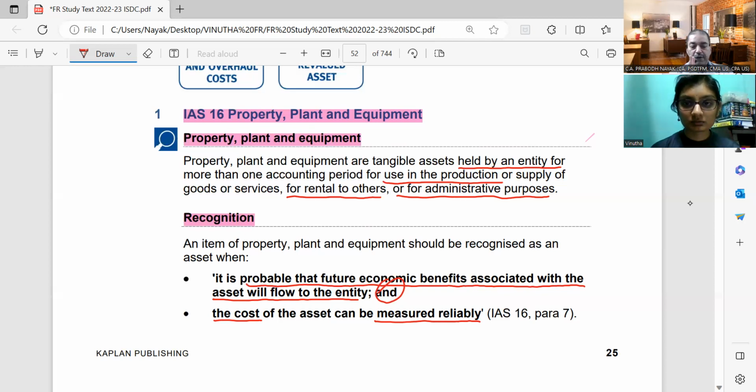And second point. So the word is "and". I always circle that word because it means that both have to be satisfied. If any one is not satisfied, it cannot be recognized. Both have to be satisfied. So first, it should be giving some economic benefits in future to the company. Second, the cost of the asset can be measured reliably. If you are unable to measure the cost, even if it is going to give future benefits, it will not be recognized.